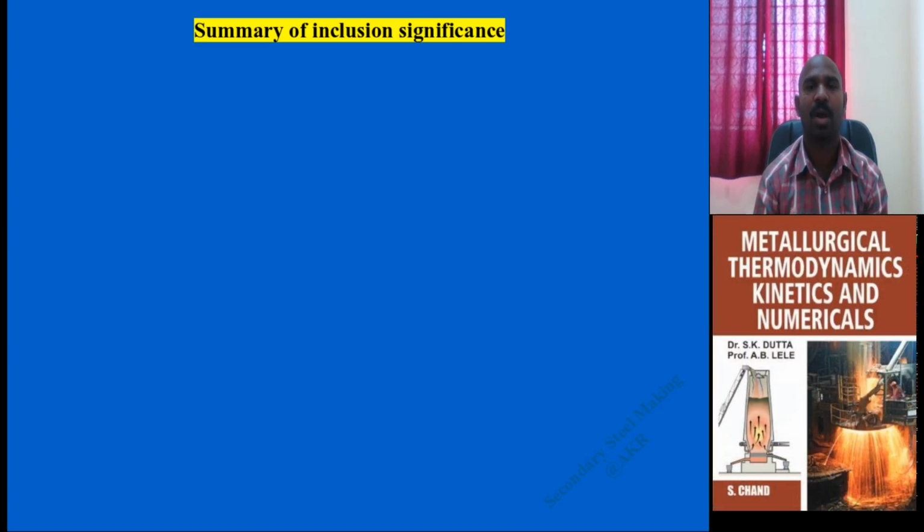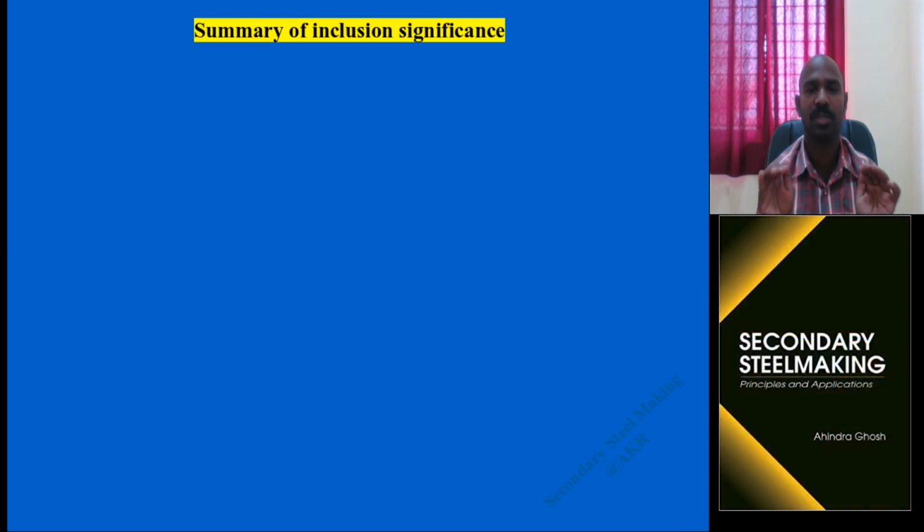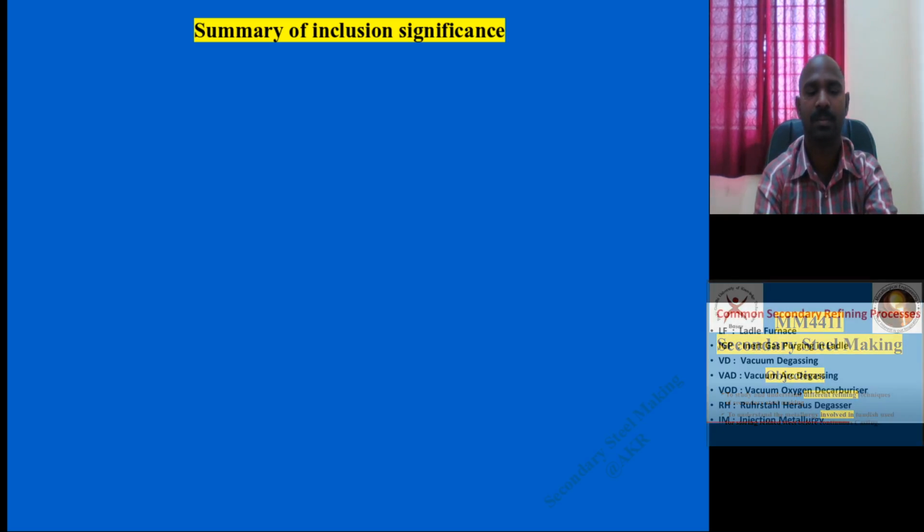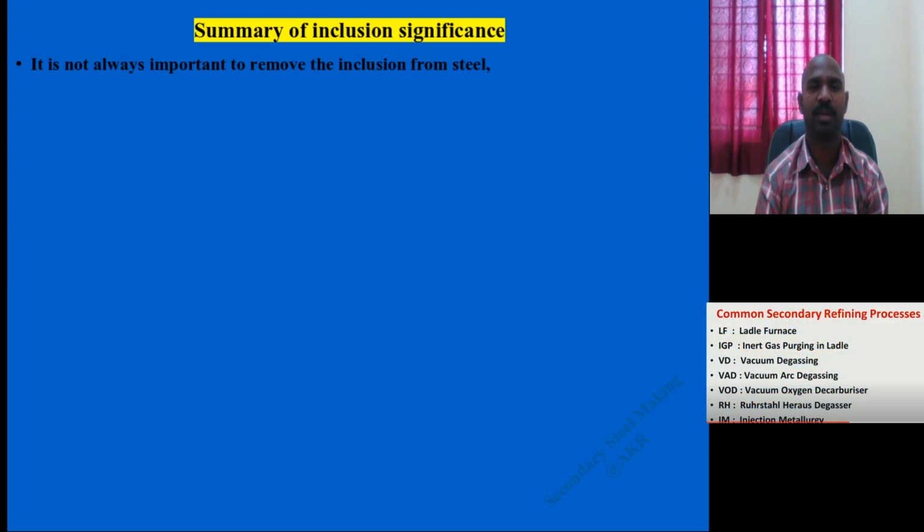Now let me summarize the inclusion engineering and clean steels technology. It is very difficult to make the steel inclusion free, but you can retain the allowable content of sulfur, phosphorus, sulfide and oxide, with oxygen around 300 to 600 ppm, and sulfur around 0.04 percent is allowed in the steel. You need to make sure of those things, and it is always important.